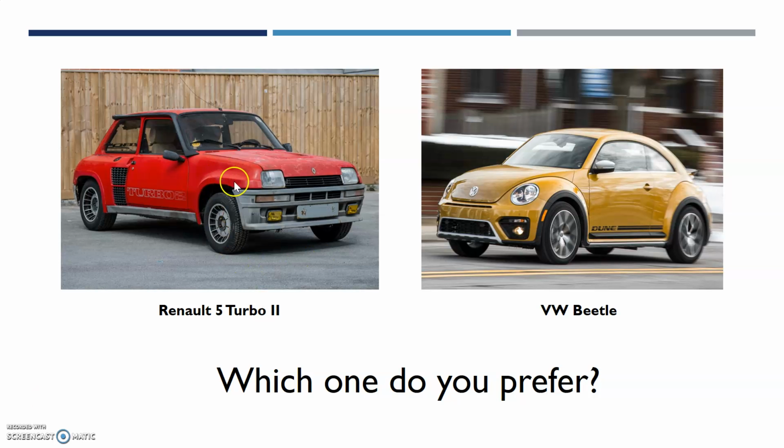The first car I got here for you is called Renault 5 Turbo 2. Looks a bit kind of shitty. The other car looks very fancy. We all know it. It's Beetle, right? VW Beetle. So by just looking at the appearance of these two cars, do you have a preference? Have you made your mind which car you want to buy?